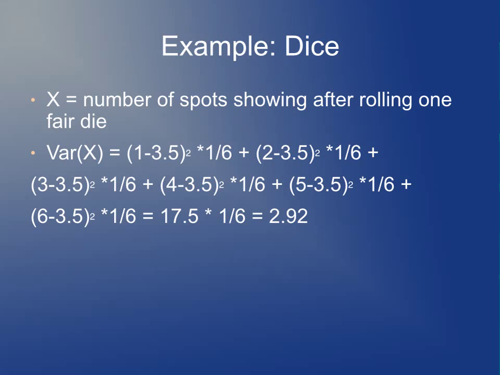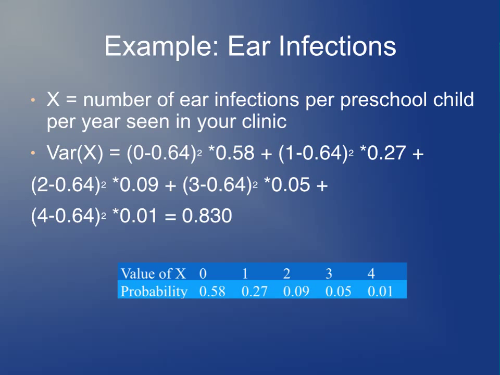So the dice example again, we know the expected value is 3.5, and it looks like my subscript got messed up when I converted this to PowerPoint. I apologize for that, but it's 1 minus 3.5 squared times 1/6, plus 2 minus 3.5 squared times 1/6, etc. Add all that up, and it comes to about 2.92.